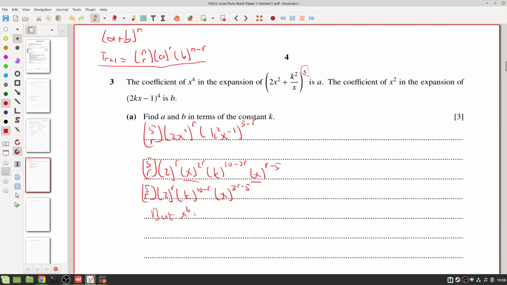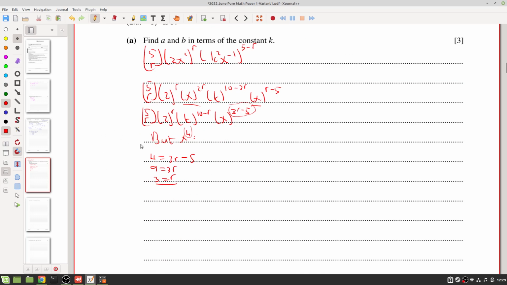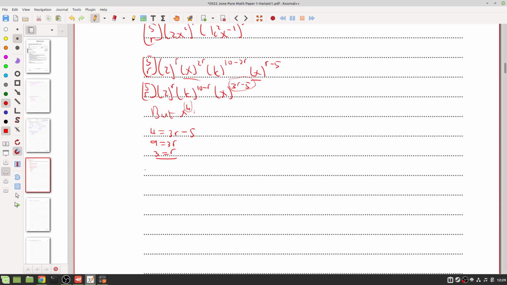But we're looking for x to the power 4, the coefficient of that. So that means this exponent must be the same as this exponent, right? So 4 must be equal to 3r minus 5. Let's take over the 5, so 9 equals 3r, divide by 3, 3 equals r. So now we can just substitute the r with 3 in our coefficients. So we're going to have 5 choose 3, 2 to the power 3, k to the power 10 minus 6, so that's 4, and then x to the power 4. Okay, so this is our coefficient.